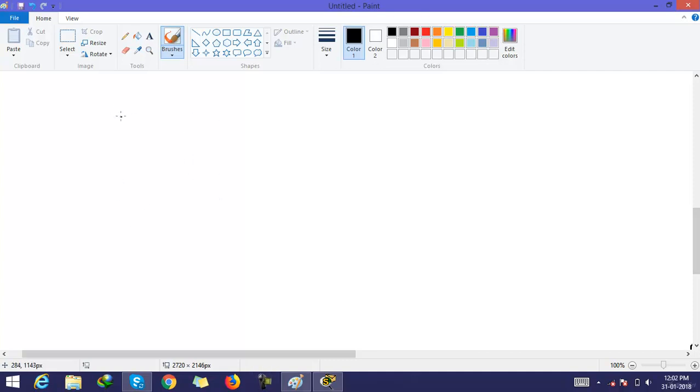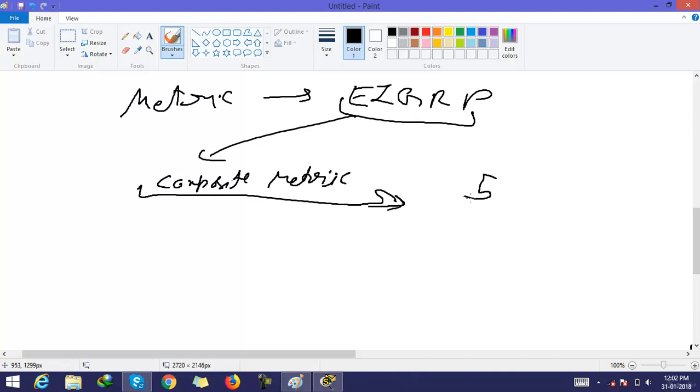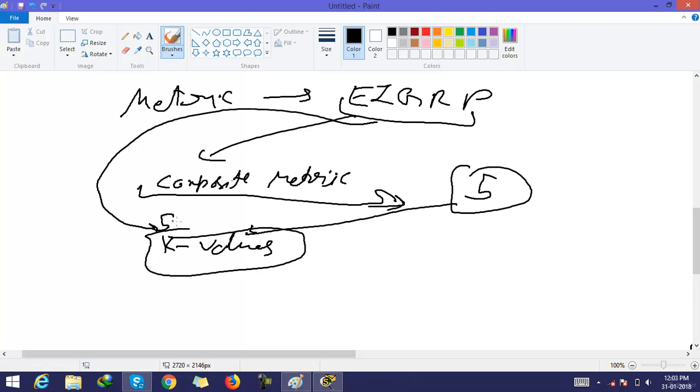Now let's discuss the metric used in EIGRP. Actually, EIGRP uses a composite metric, and this composite metric is a combination of 5 different things. These 5 things are called K values. So it means EIGRP uses 5 K values as a metric. What are these K values?